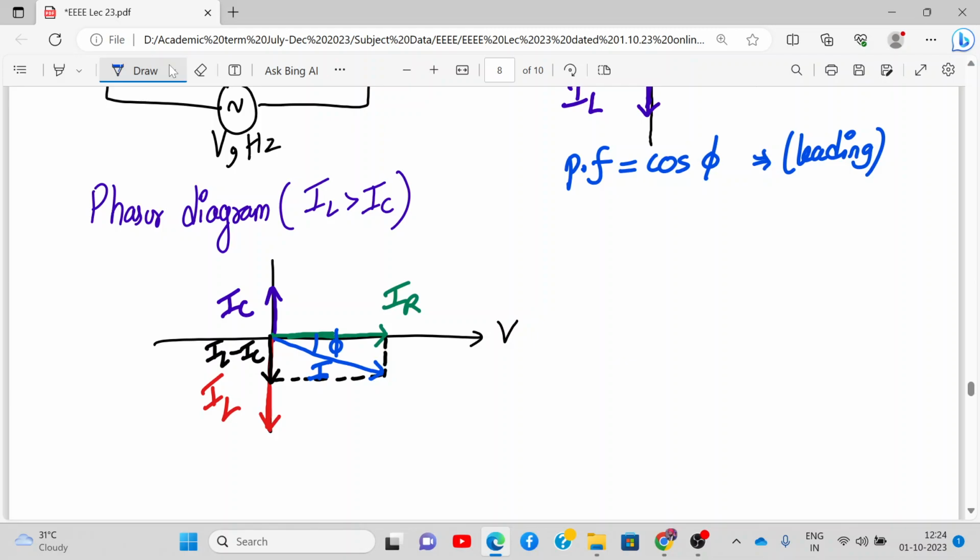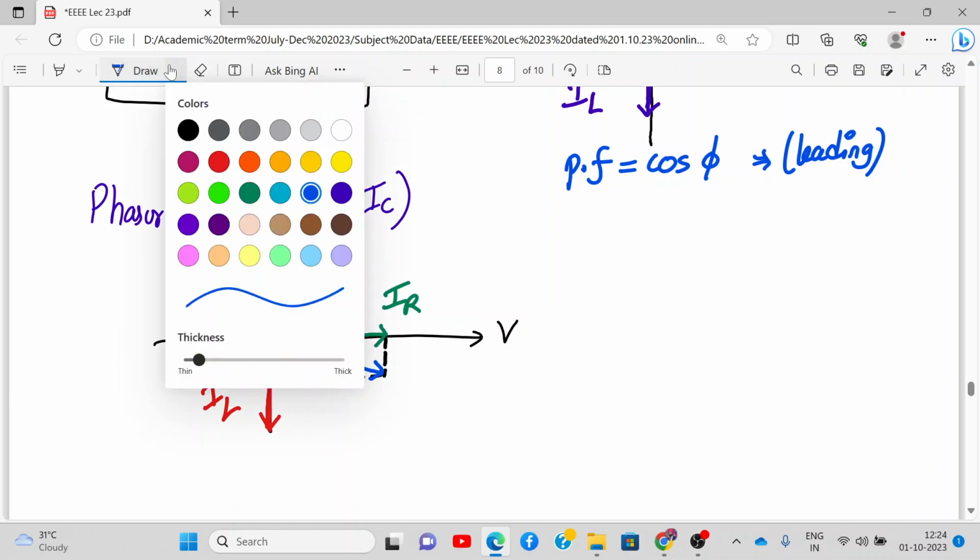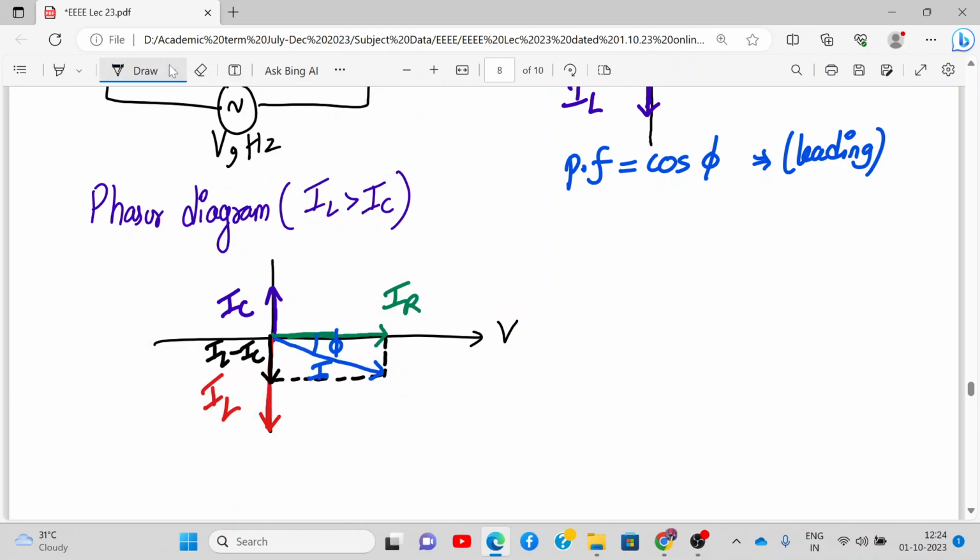Understood? This is how we have drawn this phasor diagram in a similar manner. Here the power factor will be lagging because it is an inductive circuit. So this is inductive in nature. The earlier one was capacitive in nature. So please draw the diagram. This is my phasor diagram for a parallel RLC circuit where IL is greater than IC.